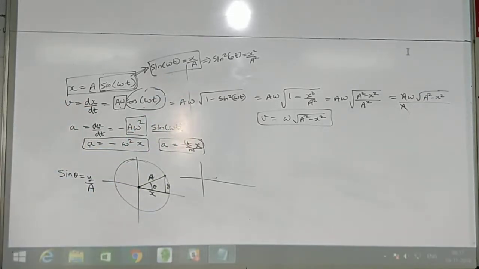That is not the correct way. This is the correct way. What was it trying to do? E equals? So you substituted cos omega t by x by a. In that you could substitute sin omega t as y by a.